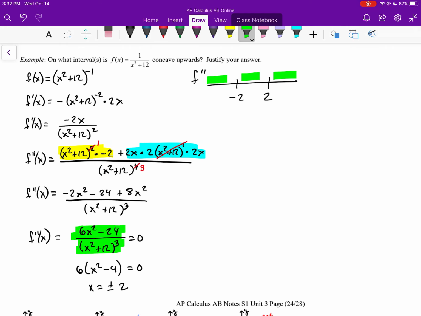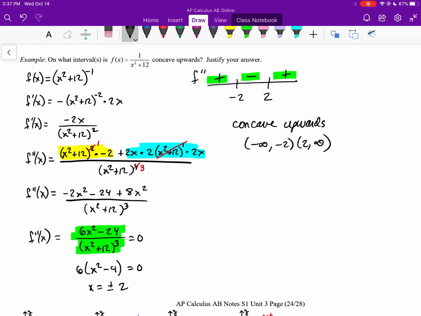If I pick a large magnitude number, either positive or negative, and I plug that in, the 6x squared is going to dominate, and you're going to end up with positive values for both of those. If I plug in a number like 0, the numerator is going to be negative 24, and you're going to get a negative value. They want to know when this is concave up. And so this is going to be concave upwards from negative infinity all the way to negative 2, and from 2 all the way to infinity. The endpoints will never be included. They don't meet the definitions.